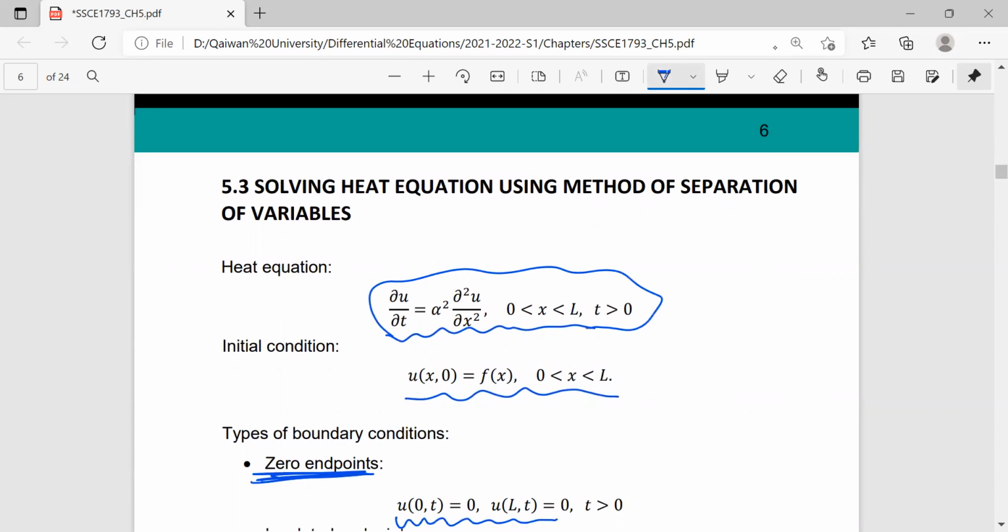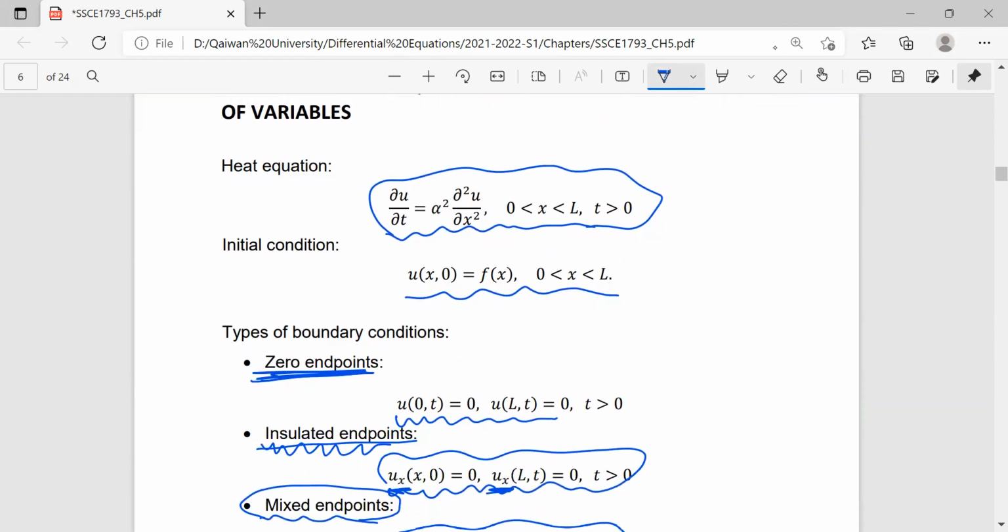This is the general form of the heat equation: partial u by partial t equals alpha squared partial squared u by partial x squared. Alpha could be a positive value, like alpha squared. Here, u of x, 0 equals f of x for x between 0 and L.